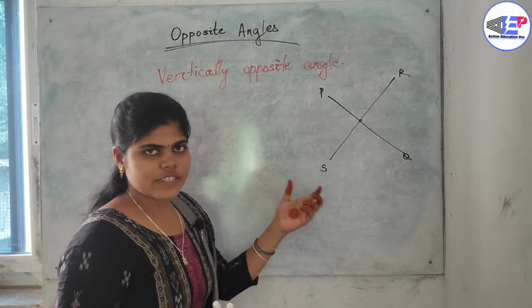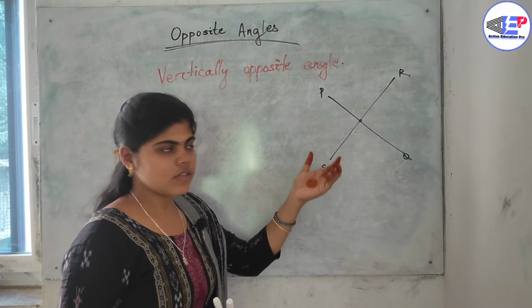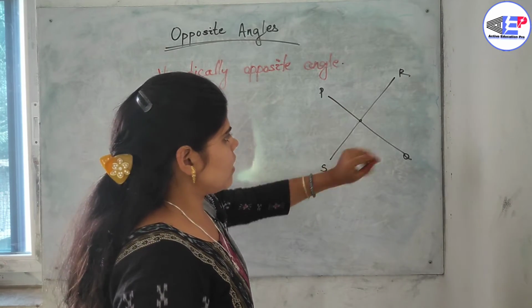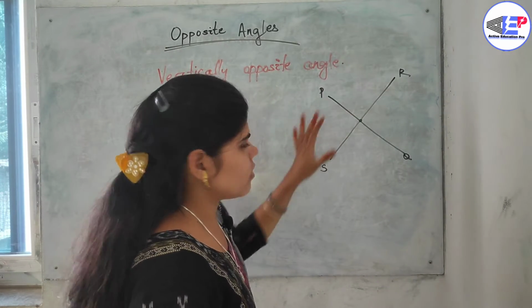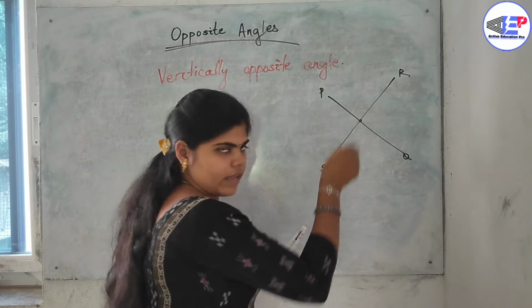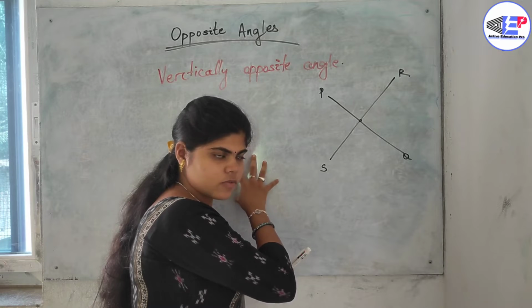Now, I am going to derive the relationship showing that vertical opposite angles are equal to each other. Look here, there are two line segments, PQ and RS, and this is the common intersection point, and there are four angles formed. Similarly, in my last image we have already drawn it here.